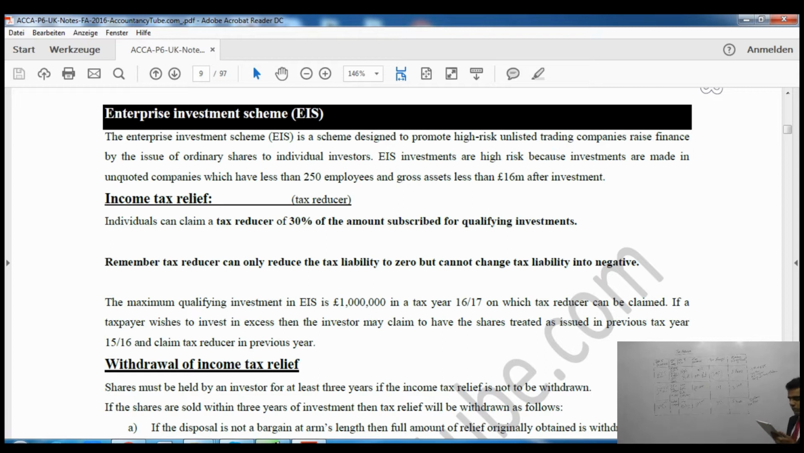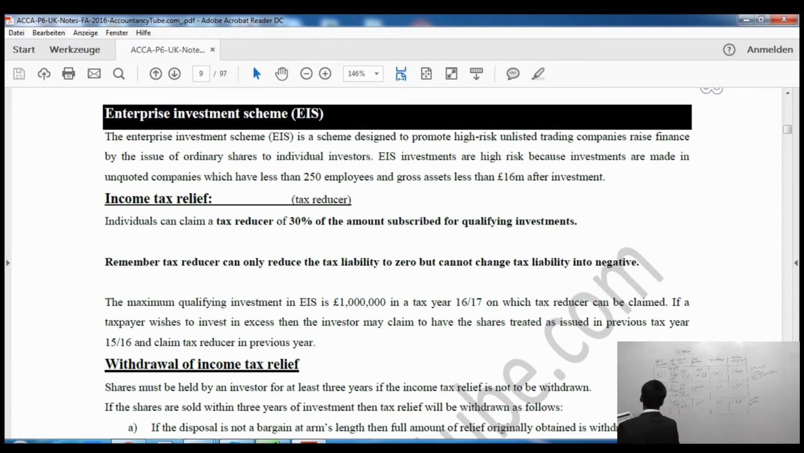Enterprise Investment Scheme is a scheme designed to promote high risk unlisted trading companies to raise finance through the issue of ordinary shares to individual investors. So they want to raise the finance by issuing the shares to individual investors. Now, these investments are high risk because investments are made in unquoted companies which have less than 250 employees and gross assets of less than 16 million after investment.